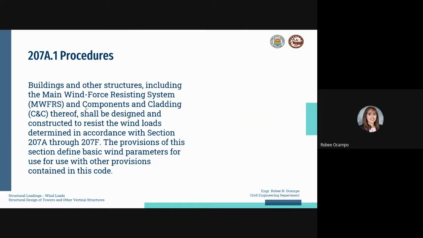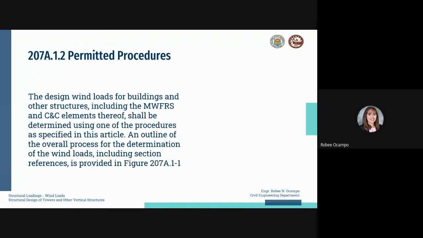Okay? So the buildings and other structures, including the MWFRS, or the main wind force resisting system, and the C&C, which is the components and cladding thereof, shall be designed and constructed to resist the wind loads determined in accordance with Sections 207 through 207F. Okay, so the provisions of this section define basic wind parameters for use with other provisions contained in this code. Okay. So ano ba yung mga permitted procedures for the computation of wind load?